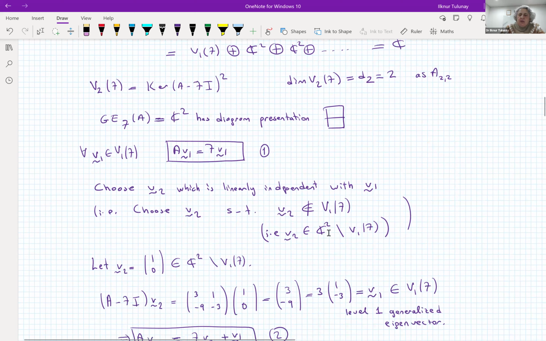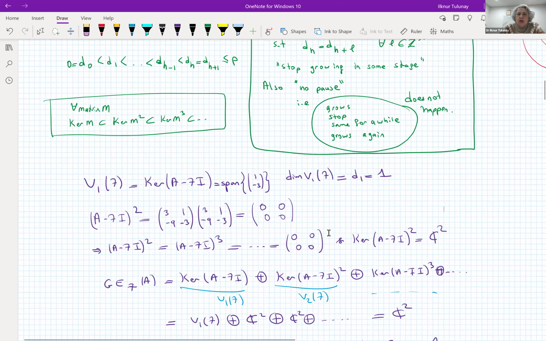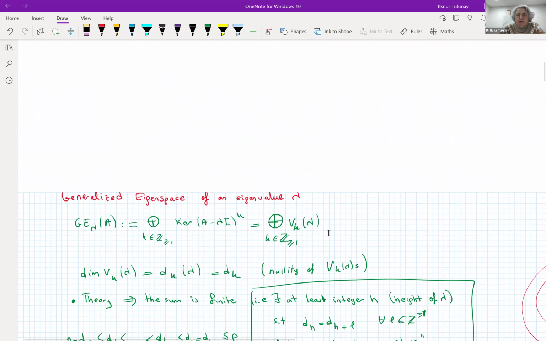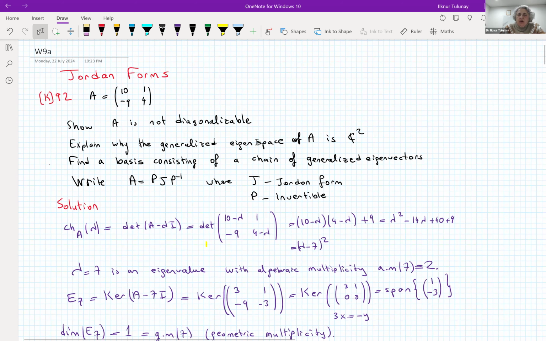Okay, now the next step. We found the generalized eigenspace. We found this part, this part, and this part. Now we want a basis consisting of a chain of generalized eigenvectors that will allow us to construct the P matrix and J matrix, right? We found the J matrix, but in order to construct the P matrix, we need to look at the chain of the generalized eigenvectors.